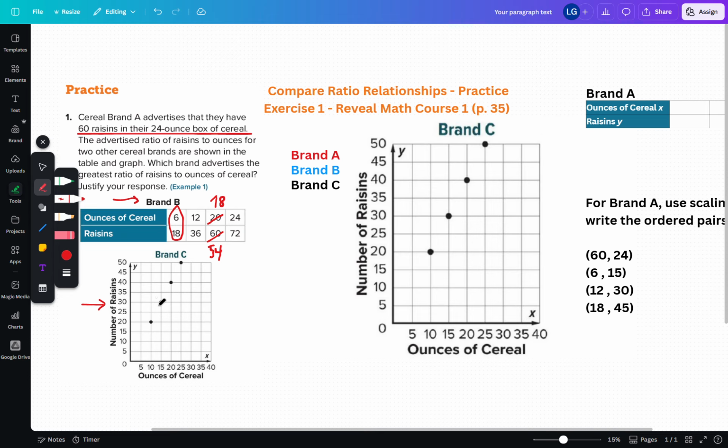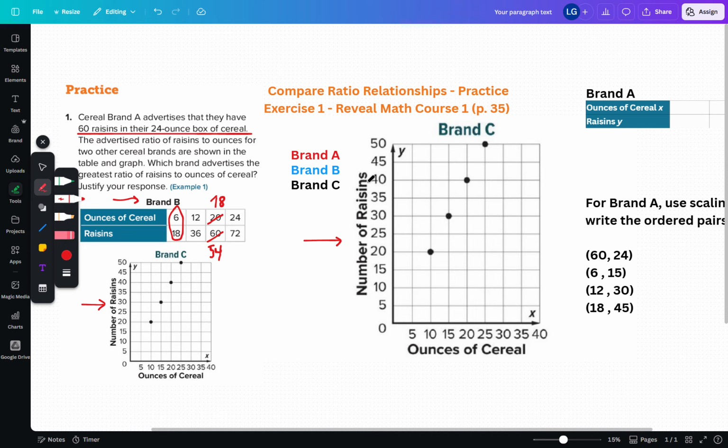So there are three different ways to represent the relationship of raisins to ounces of cereal. But the best way to make a comparison between the three brands is to have all the brands' information in one single graph, like this one. This is the same graph that we have here. We can graph the points, because remember, we can represent the ratios as ordered pairs on the coordinate plane. And we're going to have a line for each brand, and the steepest line is going to represent the greatest ratio of raisins to ounces of cereal.